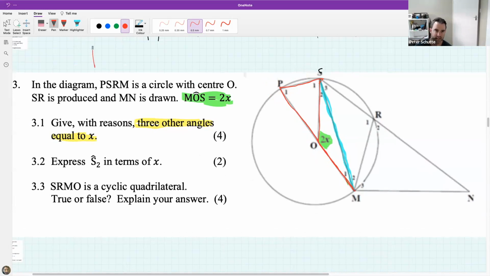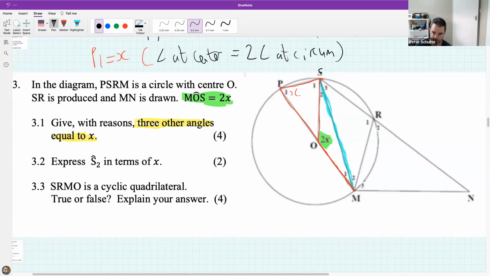So I think that P1 is equal to X, and the reason is angle at center equals twice angle at circumference, because this one is the one at the center and this is the one at the circumference, and the blue is just the chord that is subtending the angle. Now the shape is a bit weird because you don't see that often where it lies directly on top.